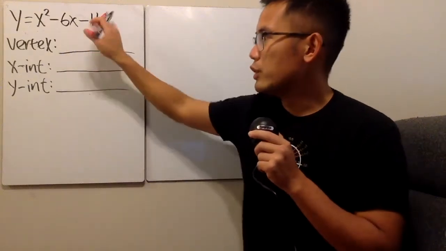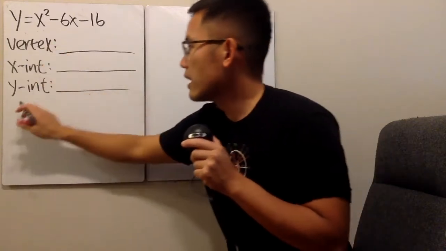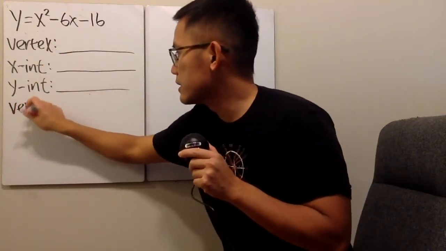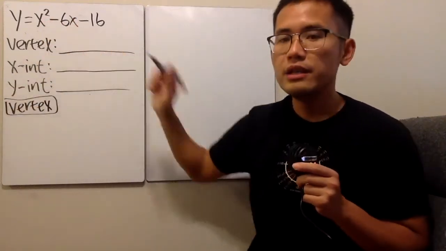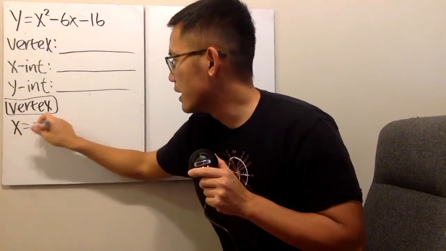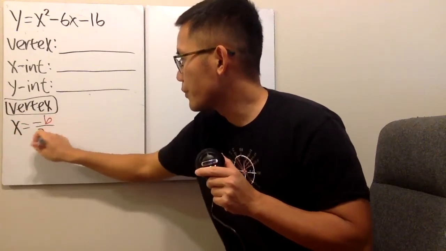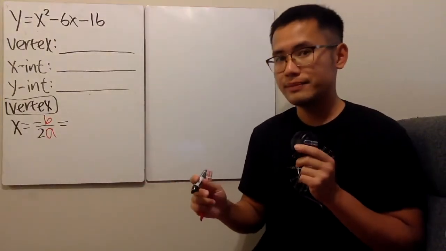Alright, here we are given this equation and we are going to find the vertex, x-intercept, and also the y-intercept. Of course, let's start with the vertex first. Well, notice this equation is in standard form, so we will use the formula x is negative b over 2a. And this right here will give you the x coordinate of the vertex.